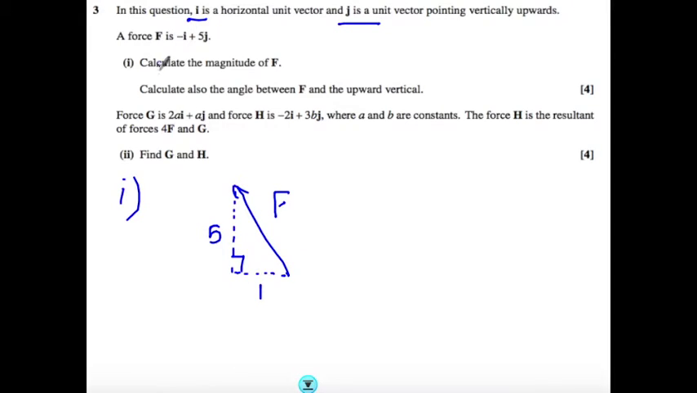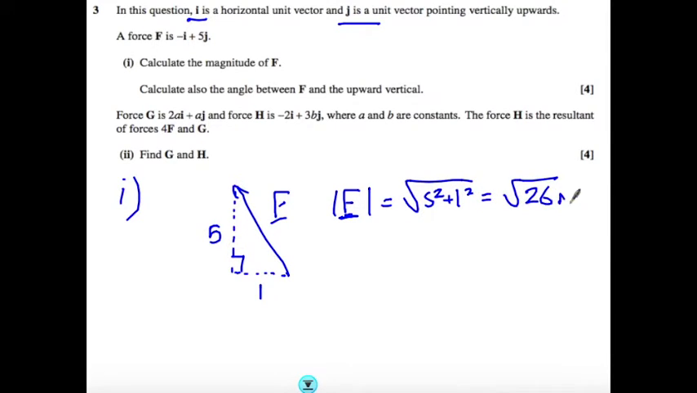So the first thing they're asking is to calculate the magnitude of F. So essentially, what's the overall force of F, thinking about these 2 components. Because we can see it's a right-angled triangle, we can just use Pythagoras. So the magnitude of F, so we use these modulus signs to show that, will be the square root of 5 squared plus 1 squared, which is the square root of 26 newtons. So you can leave it like that or put it to 3 significant figures if you want.